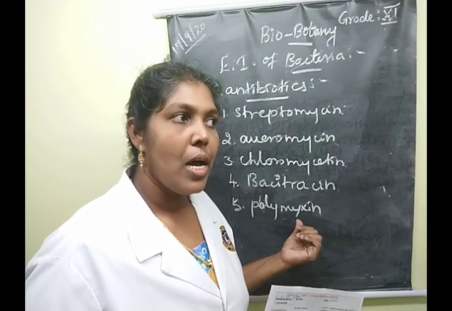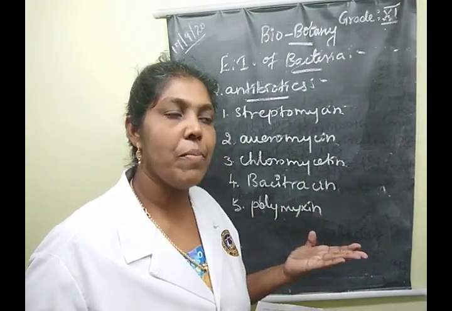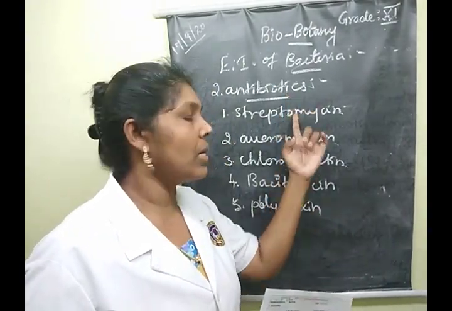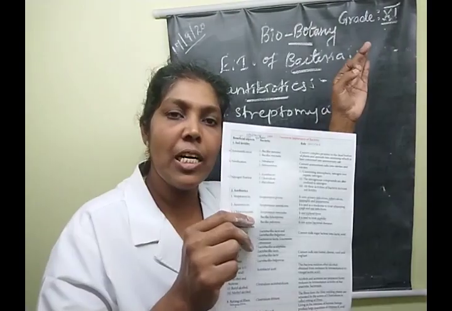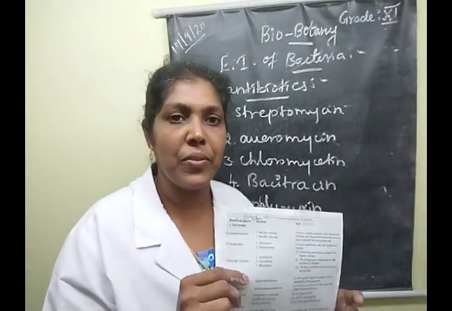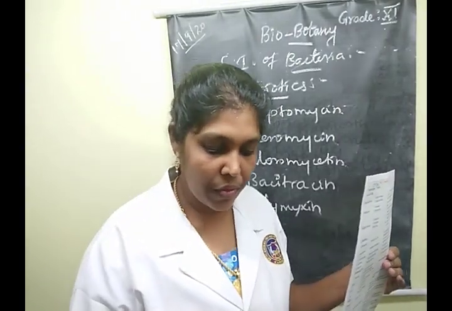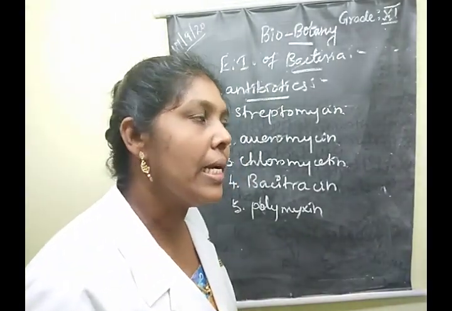Clear, children? So suppose they ask a five-mark question, you must first write the antibiotic names. In the second column, write the bacterial species name. Clear? Then in the third column, write the uses. Understood now? Say yes or no? Yes. The last one of this category is the industrial uses.